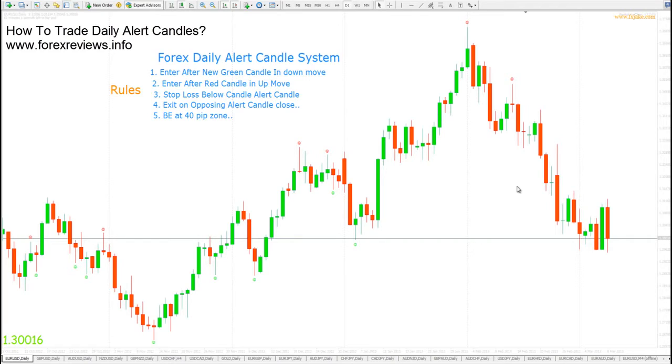So I'm on the Euro US daily chart, as a lot of people trade the Euro, so I just thought this would be a good one to show the example on to begin with. The basic rules are: enter after a new green candle in a down move, or enter after a red candle in an up move, with the stop loss below or above the alert candle, as we'll go over in a second, and exit on an opposing alert candlestick close. Break even I generally put in as soon as it gets past 40 pips, and that seems to work really well for me, whether the market keeps going my way or not.